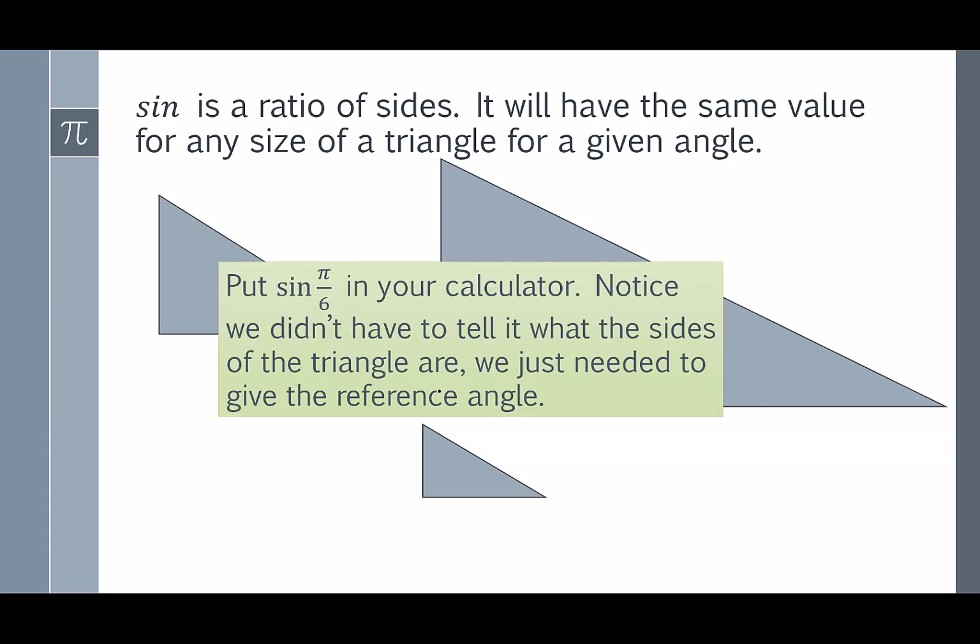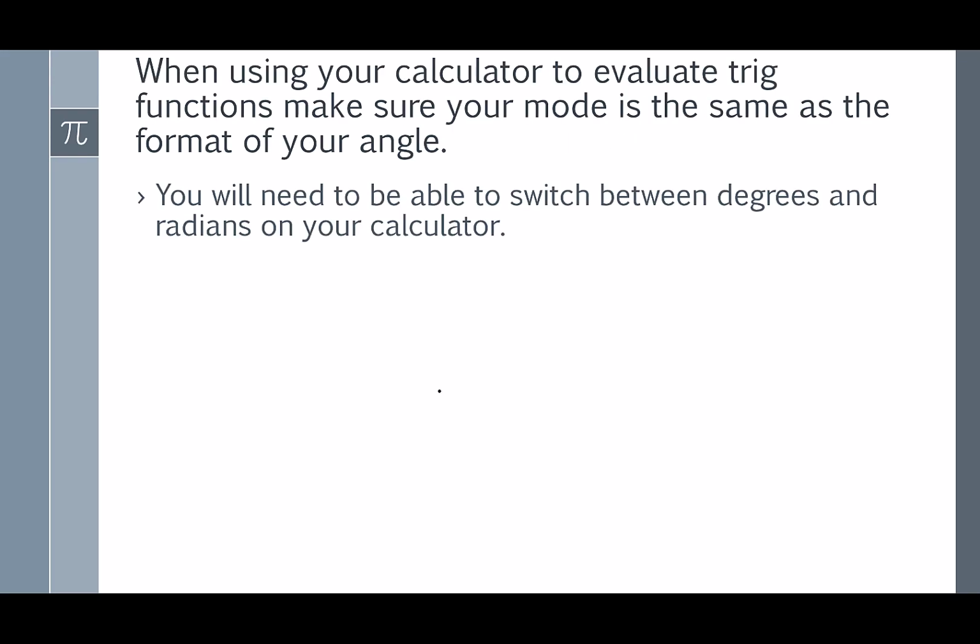Put sine of pi over 6 in your calculator. I want you to notice that we don't have to tell the calculator the side of the triangle we're using. We just need to give the reference angle. When using your calculator to evaluate trig functions, make sure your mode is the same as the format of your angle. You will need to be able to switch between degrees and radians on your calculator. This will help make calculations faster and avoid having to do conversions on your own.